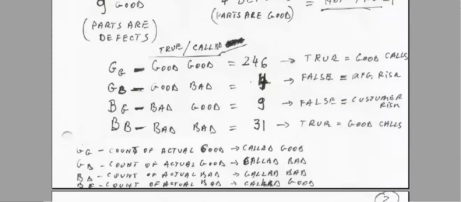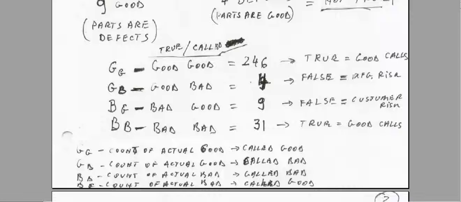In this particular case, we're going to use some notation. GG stands for true good and called good, and we're going to have GB, which is true good, but they were labeled as bad. And for the bad scenario, we have BG, which are true bad, but they were called good. And also we have BB, true bad and they are actually bad.